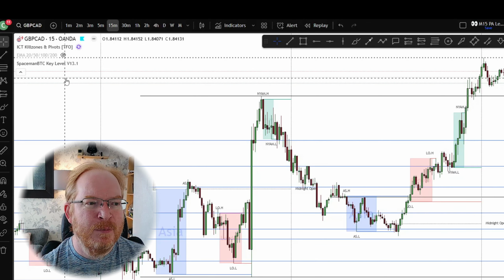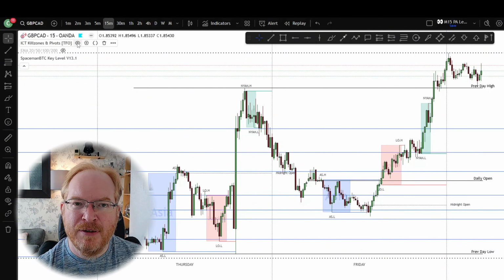As you can see, the sessions on and off. Blue is Asian, red is London. Green I don't trade, that's the New York morning session. But I only trade the Asian break during the London session. And I'll show you the settings I've got on those in a second.